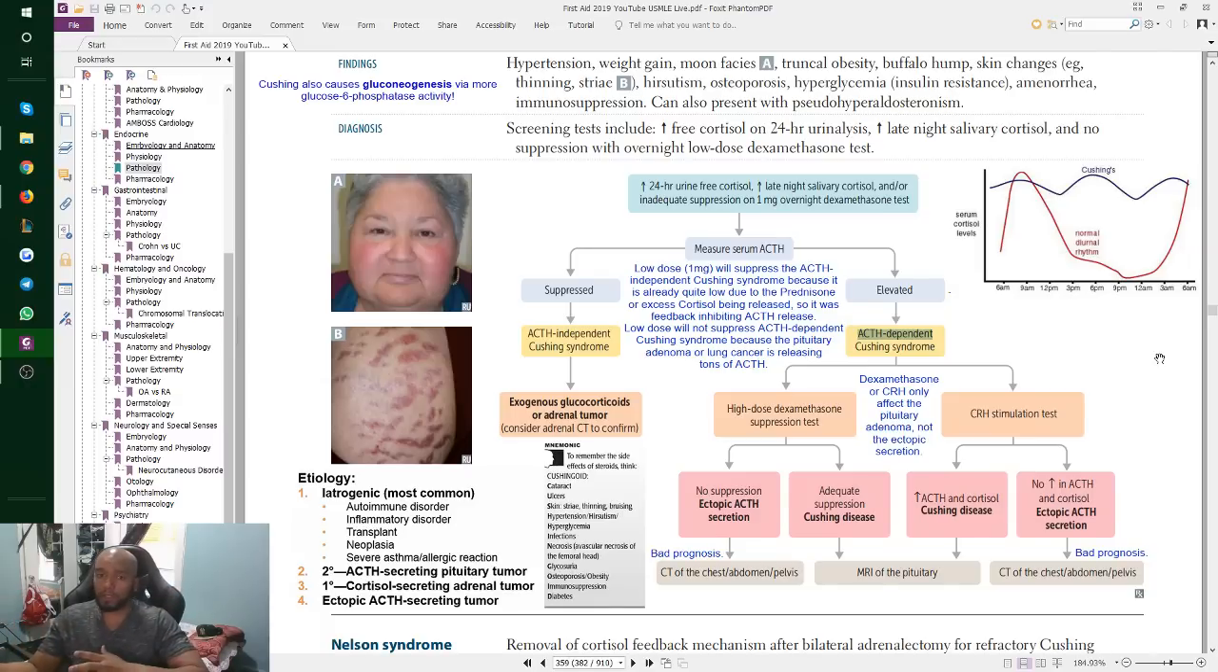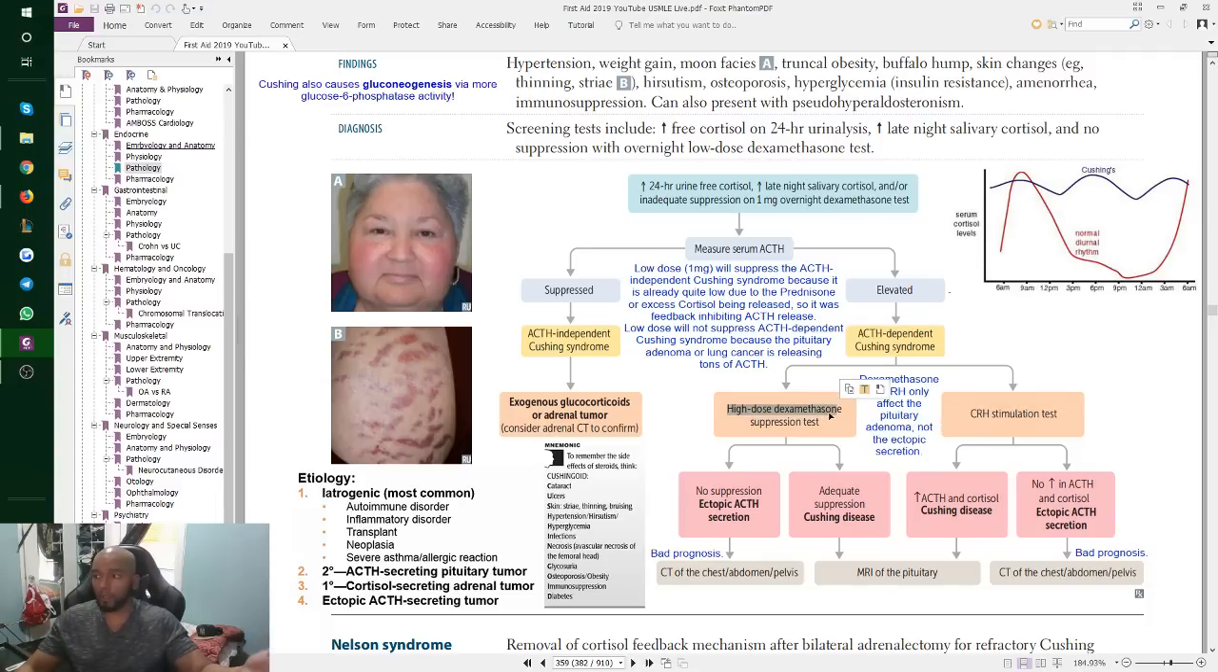The unorthodox ACTH secretion would be from a lung cancer, which doesn't have anything to do with normal ACTH secretion, so it's not going to respond. Hence, you could do either one of these things. You could give a high dose of dexamethasone, which actually suppresses.